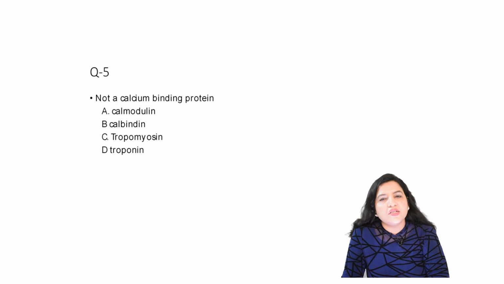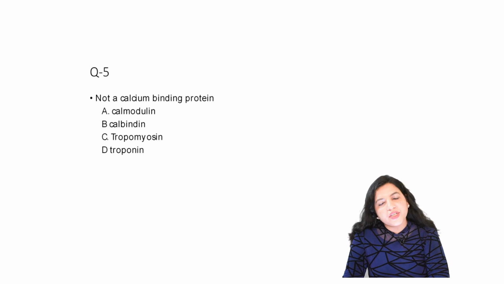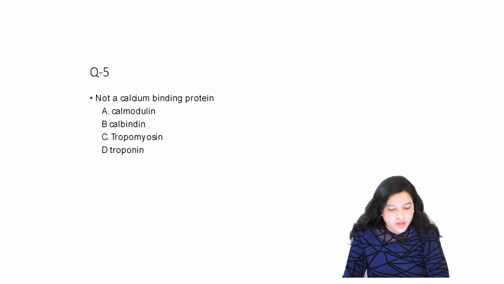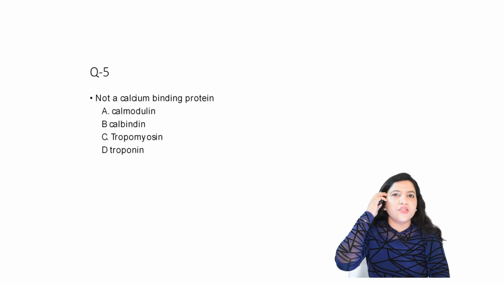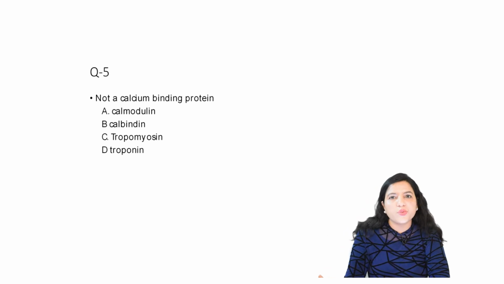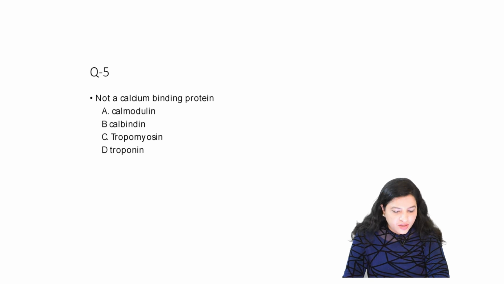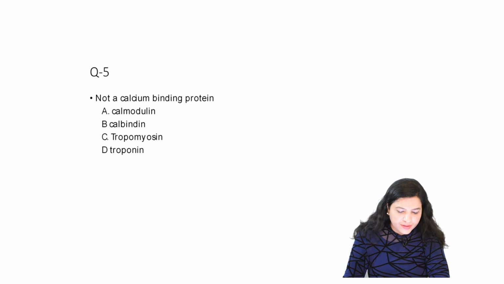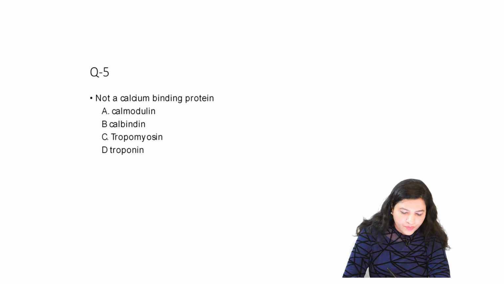So going to question number 5, it is not a calcium binding protein. Calmodulin, definitely we know that the calcium calmodulin complex is formed, so it is a calcium binding protein. Now calbindin, that is also a protein that binds to calcium. We know that it is important in the absorption of calcium in the intestine as well as the reabsorption of calcium in the kidneys. Then the tropomyosin. The tropomyosin is not the answer here. Sorry, it is the answer here.